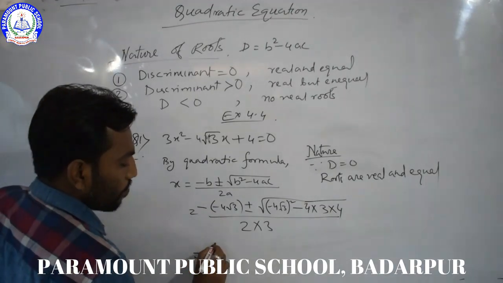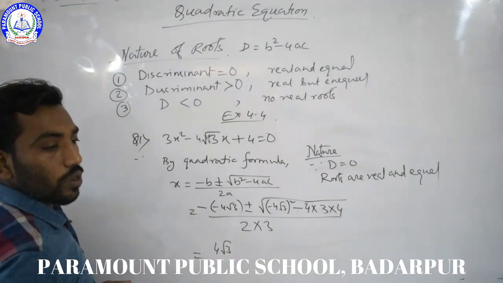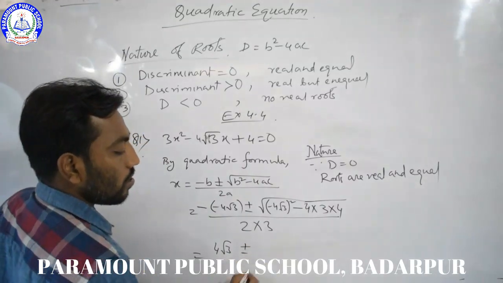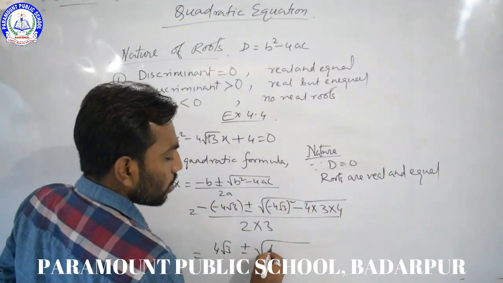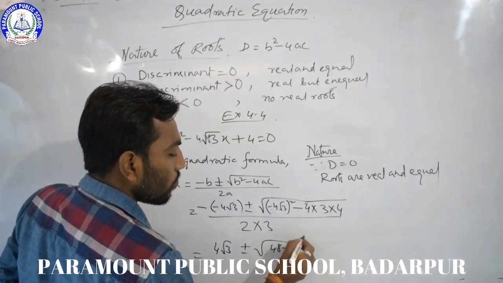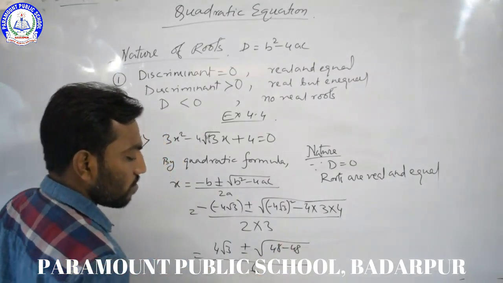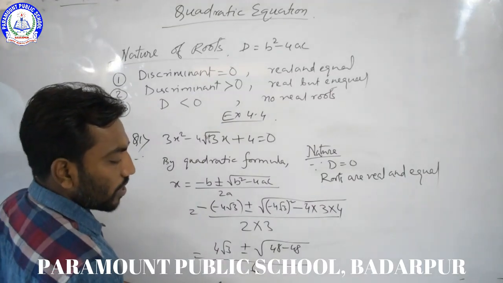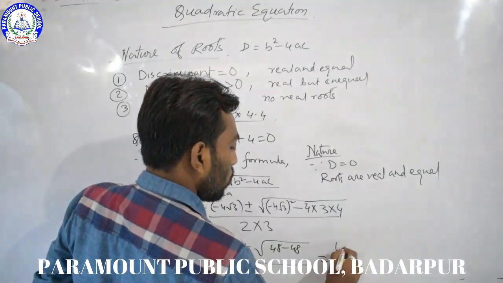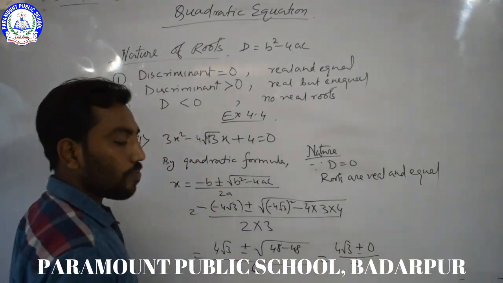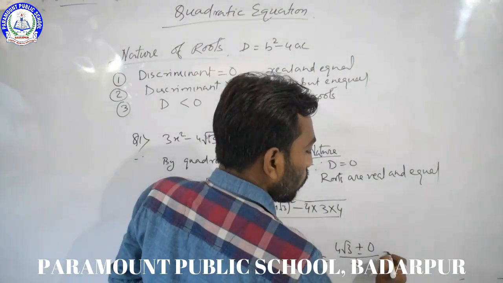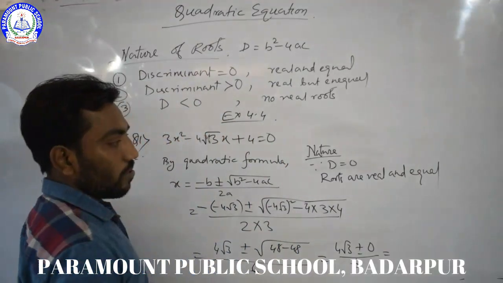So minus minus plus minus. Already we have solved this value. It was nothing but 48 minus 48 divided by 6. So what we are getting from here? 4 root 3 plus minus 0 by 6. So what we have to do? We have to write it 2 times.